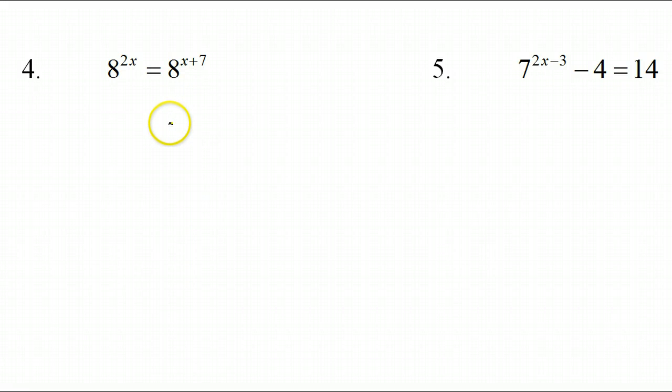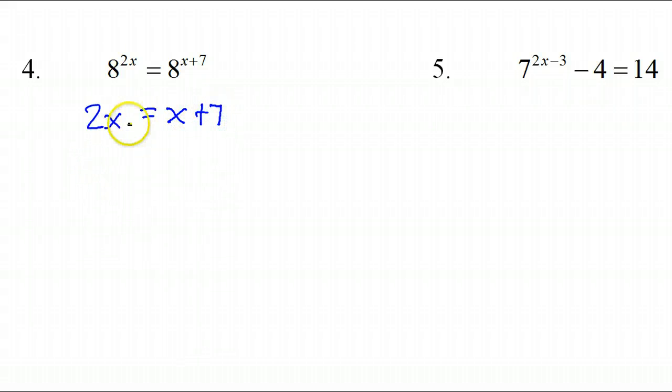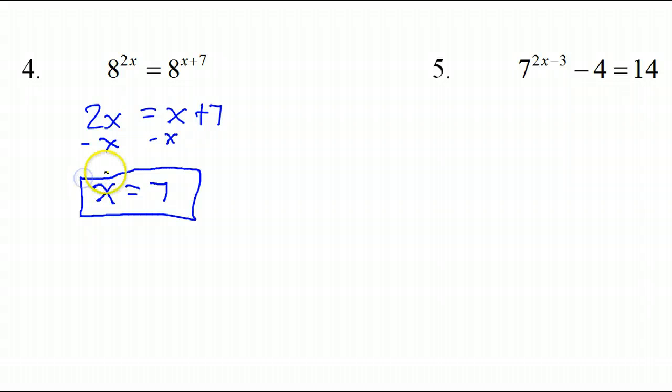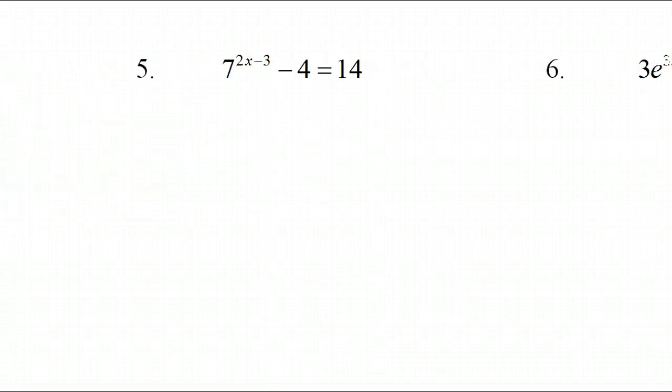All right, let's use a different strategy on this one because we have 2 exponential expressions. One way to do it, well, the easiest way, they already have like bases even. So if these bases are the same, then that means these exponents must be the same. So in other words, 2x must equal x plus 7. So you know, just subtract x from both sides, so that just gives you x equals 7. Okay, that was pretty easy.